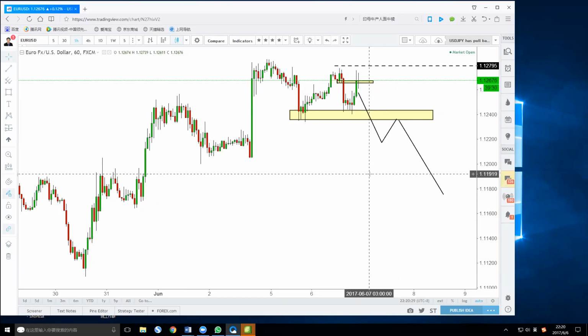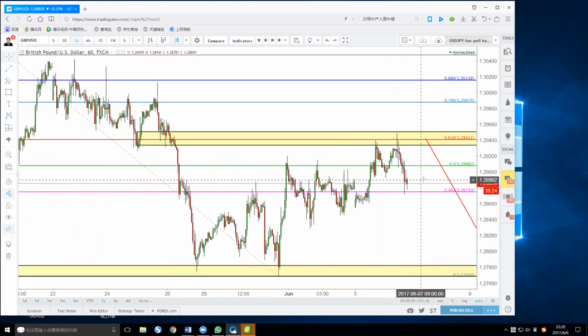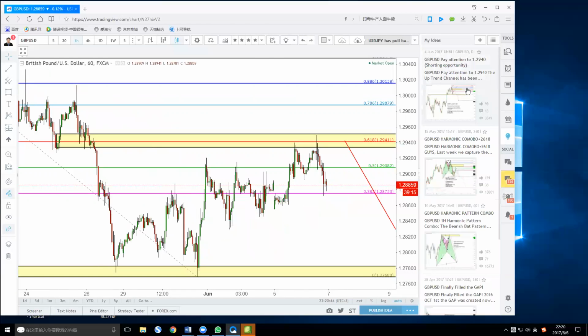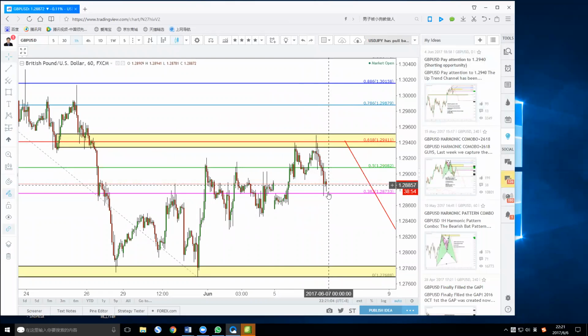Okay, and for the sterling, let me check how many of you shorted sterling from 1.2940. Raise your hand. Because this one I published on Sunday, right? It's a quite typical classical pattern. It's a breakdown of the uptrend, pulls back to the 618, and the structure here cannot go any higher, so you find a short from 1.2940, right? So it's also a good trade. Right now it's almost a 60 pips swing.